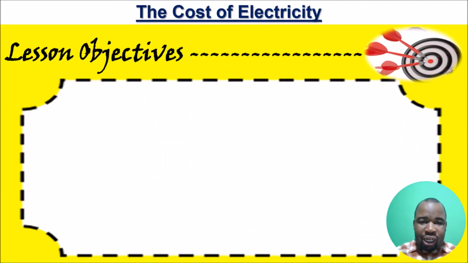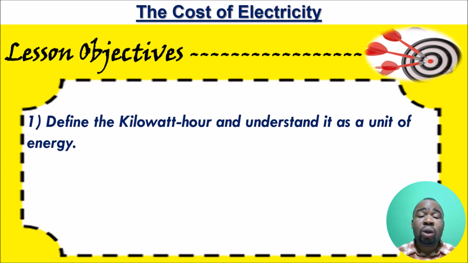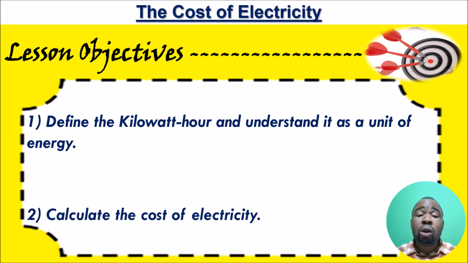I welcome you to today's class as we continue with our study on electricity. In today's class, we are going to look at the cost of electricity. We have just two objectives we're going to cover and we close the class. The first objective is to define a kilowatt hour and understand it as a unit of energy. Once we understand that a kilowatt hour is a unit of energy, we are going to use it to calculate the cost of electricity. So let's quickly dive into the first objective.